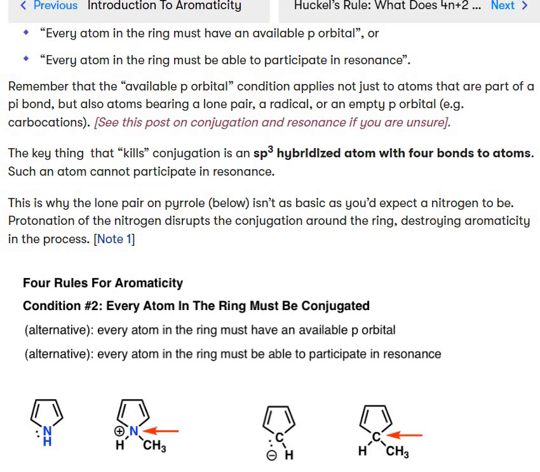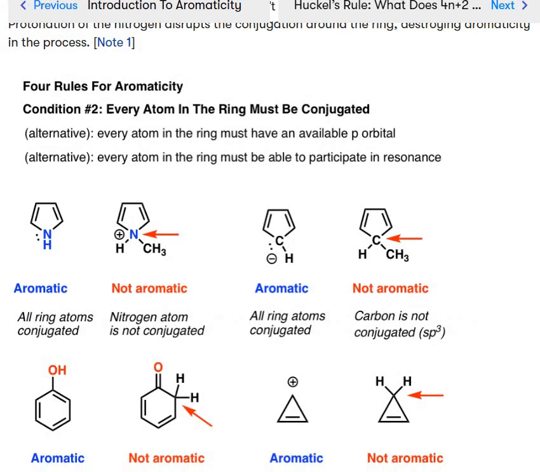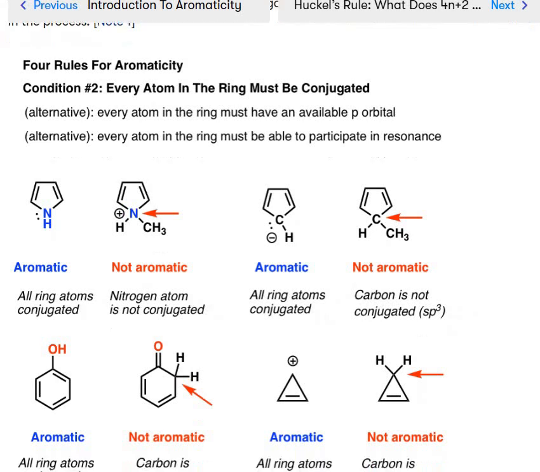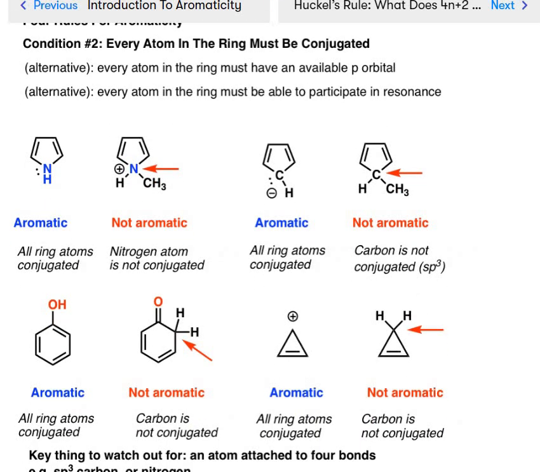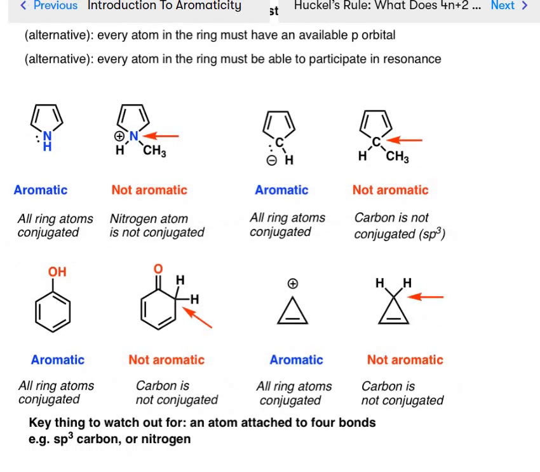This is why the lone pair on pyrrole isn't as basic as you would expect a nitrogen to be. Protonation of the nitrogen disrupts the conjugation around the ring, destroying the aromaticity in the process. So, four rules for aromaticity. Condition 2: every atom in the ring must be conjugated. Alternatively, every atom in the ring must have an available p orbital. Alternatively, every atom in the ring must be able to participate in resonance. Here, aromatic: all ring atoms conjugated. Not aromatic: the nitrogen atom is not conjugated.